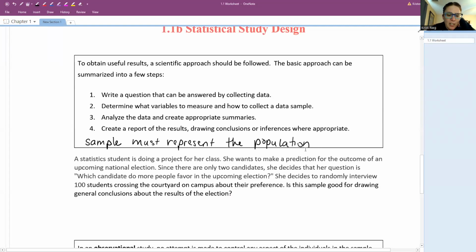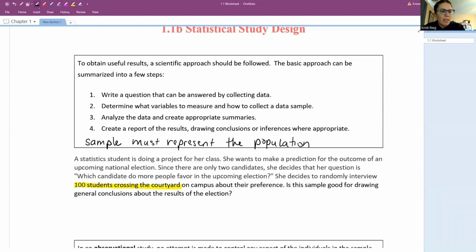And that's what we're looking at in this first question. It says a statistics student is doing a project for her class. She wants to make a prediction for the outcome of the upcoming national election. Since there are only 2 candidates, she decides that her question is, which candidate do more people favor in the upcoming election? She decides to randomly interview 100 students crossing the courtyard, so that's her sample right there, about the preference. Is this sample good for drawing conclusions about the results of the election?